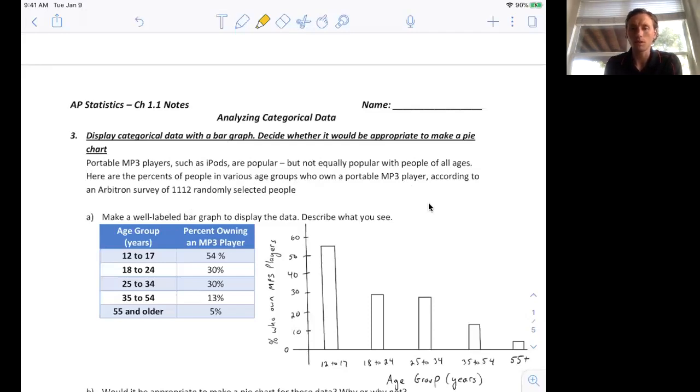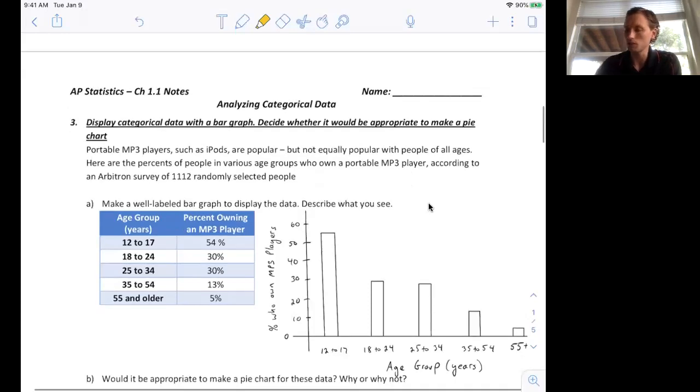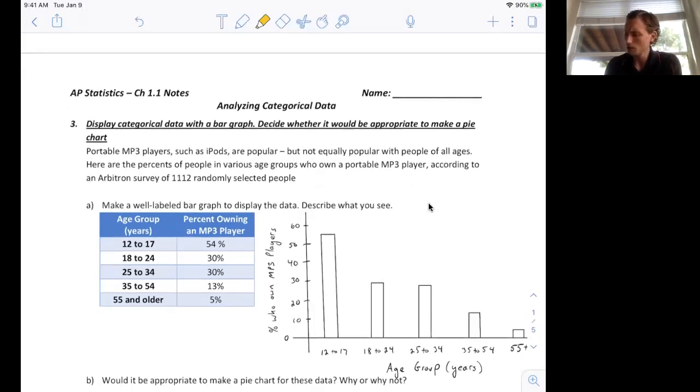I think we all probably know how to make a bar graph, but I want to highlight the important features of a bar graph when you are drawing one. The first thing is that you need to identify what is being displayed. The frequency, or the percent, will be on the left. And then the variable will be on the bottom. In this case, it's the age group, and you're displaying the percent of people who are 12 to 17 that have an MP3 player. So then you're just going to draw a bar up to the 54%. And then for the second category, 18 to 24, you draw your bar up to 30%.